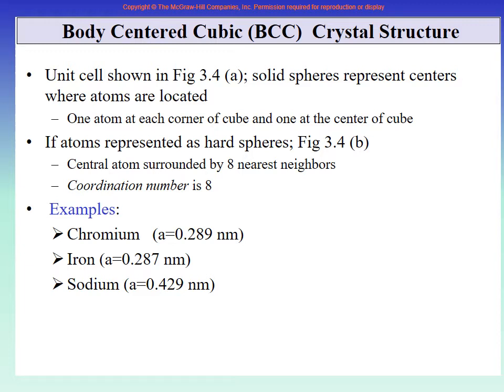And some of the more famous metals, chromium, iron, sodium, very famous metals, their size, this is called the lattice constant. This size A, the size of the cube in a cubic system. So 0.289 nanometer, 0.287 nanometer, 0.429 nanometer. If you see these two, they are almost the same size. Almost the same. This is 1 nanometer and this is 1,000th of a nanometer. So chromium and iron are almost the same lattice size, and sodium is bigger. Sodium is bigger, about 200% of that.